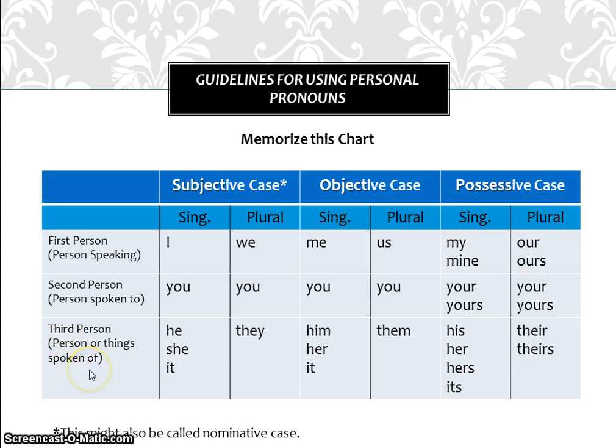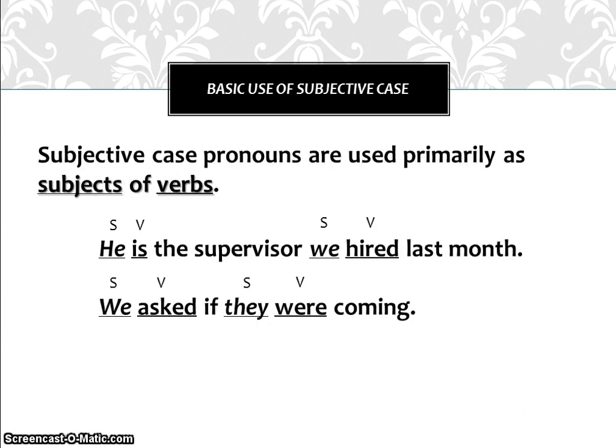Okay, and then there's also the third person or person or things being spoken of. So if you're speaking of someone, you might say he did this or they did this, and so on. So if you can memorize this little chart here, it's going to save you a lot of time and it's going to help you a lot with using the correct pronoun. By the way, that chart is in your textbook as well.